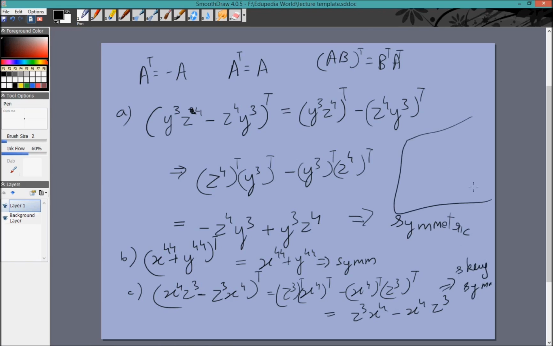And similarly, the fourth option is x to the power 23 plus y to the power 23. This will again be a skew symmetric matrix because x to the power 23 transpose is x transpose to the power 23, which is minus x to the power 23. So it will be minus x to the power 23 minus y to the power 23, which is again skew symmetric. And in the question, we are asked which of these is a skew symmetric matrix. So the answer in this case is C and D. Right.